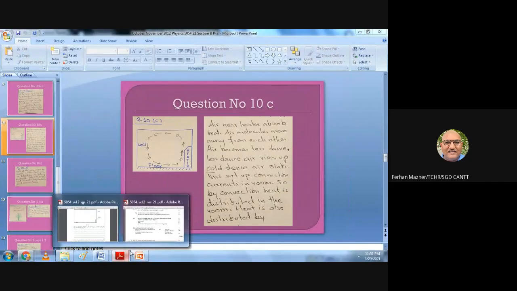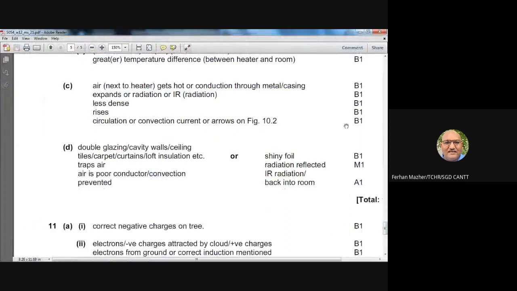Let me check the marking scheme. You see, it's a 5-mark question. It says 1 mark is for saying that the air next to the heater gets hot, or conduction through the metal casing, 1 mark for telling this. Expands, or radiation or IR radiation, 1 mark for the infrared radiation. And 1 mark is for telling that the air will become less dense. And 1 mark is for telling that this less dense air will rise upward. And 1 mark is for telling about the circulation or convection currents, or arrows on figure 10.2. So now I hope that you will be able to write this answer, and you will secure full 5 marks out of this.